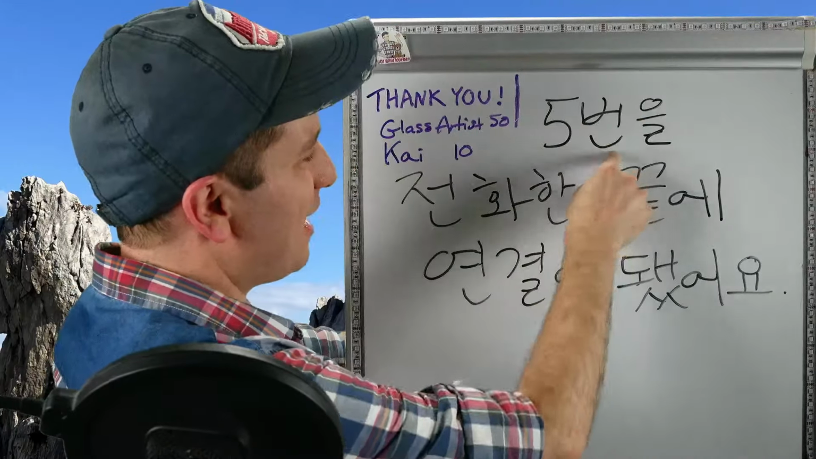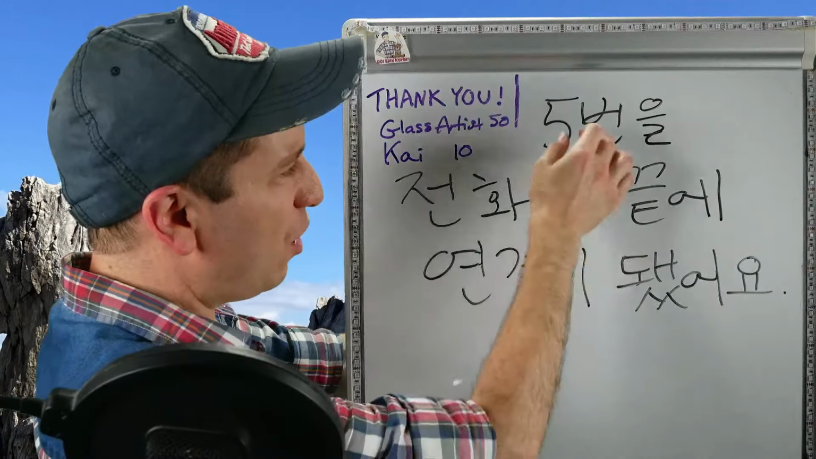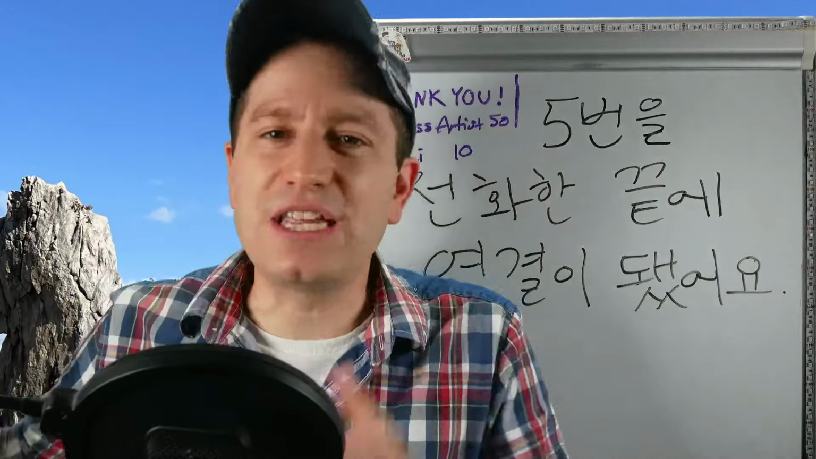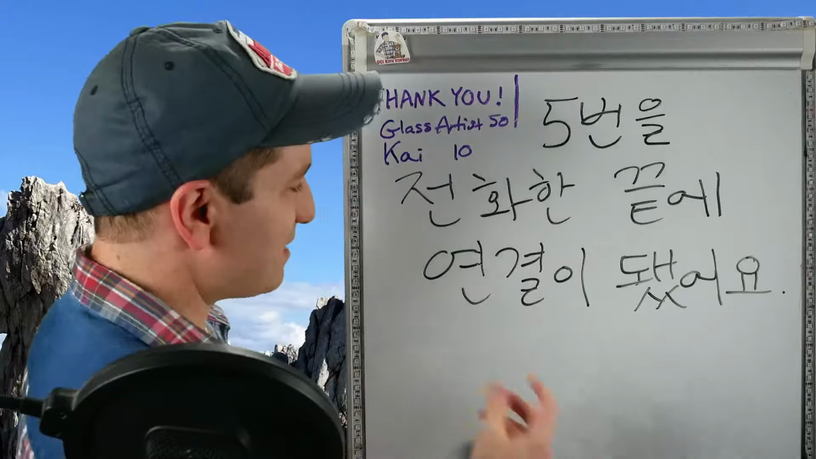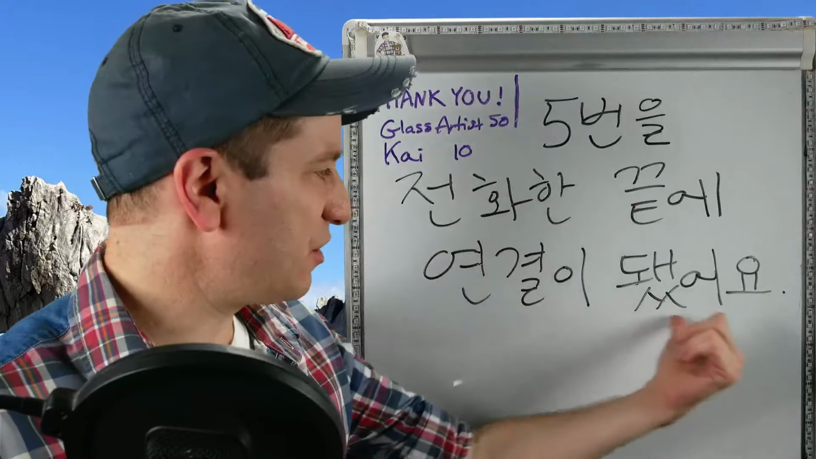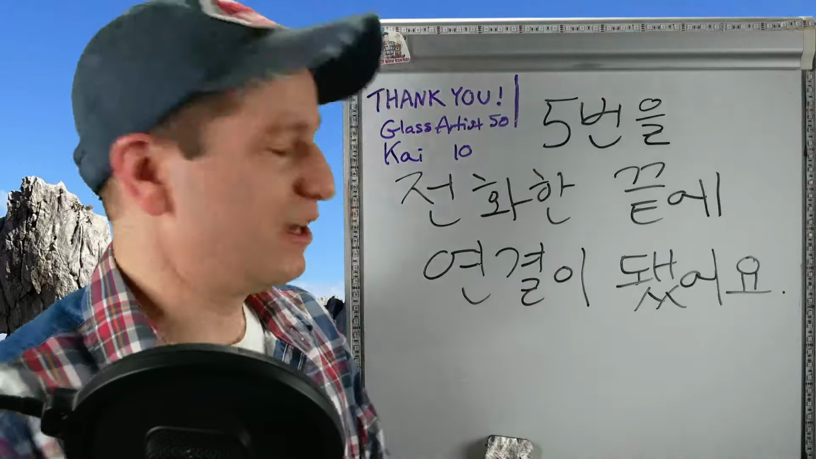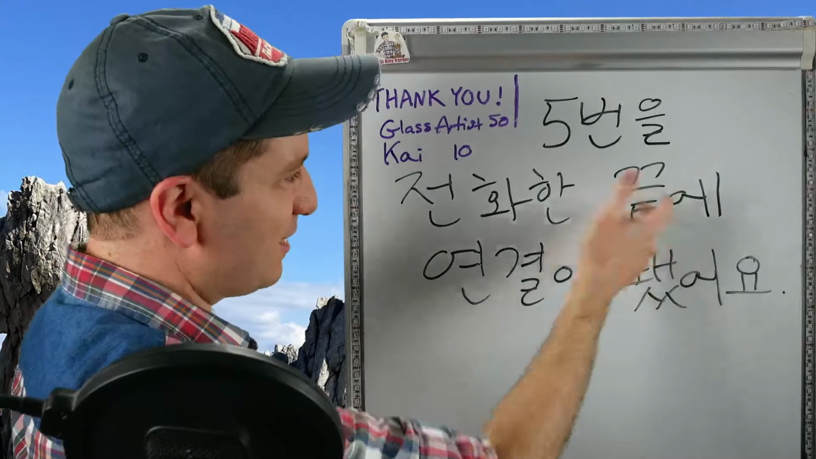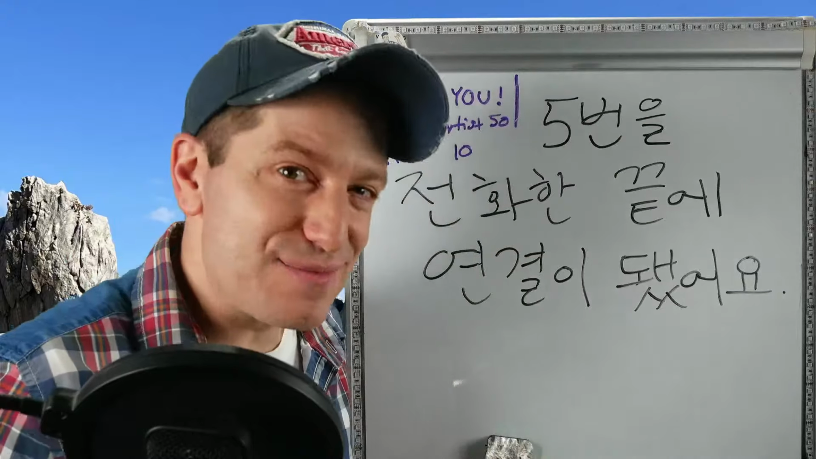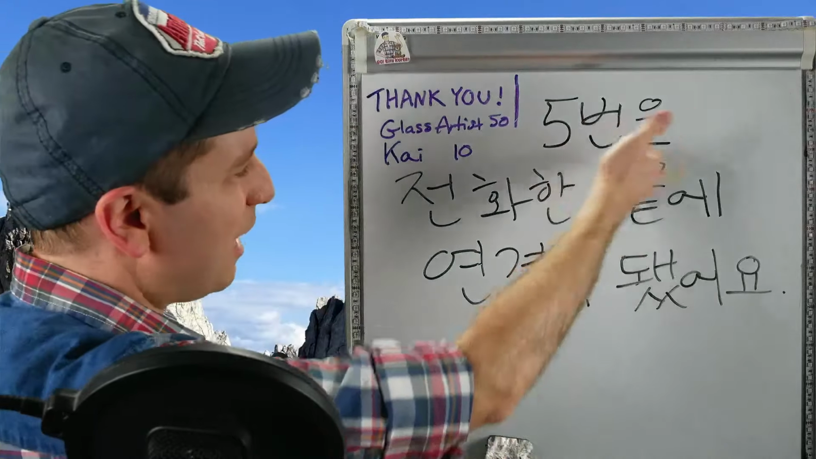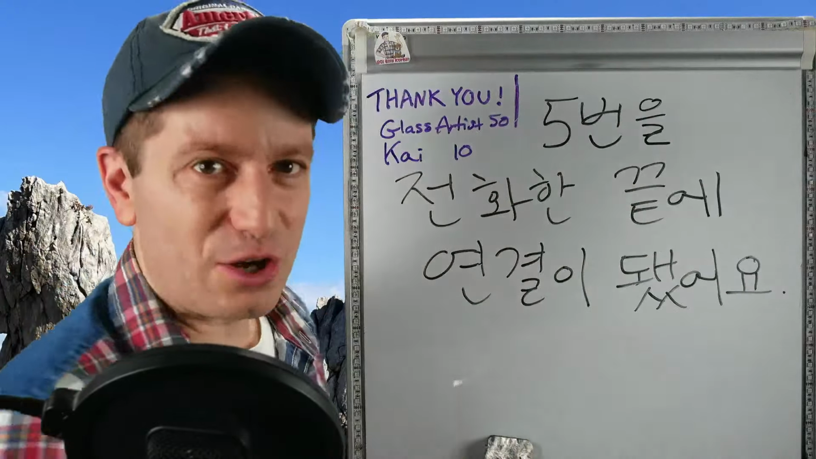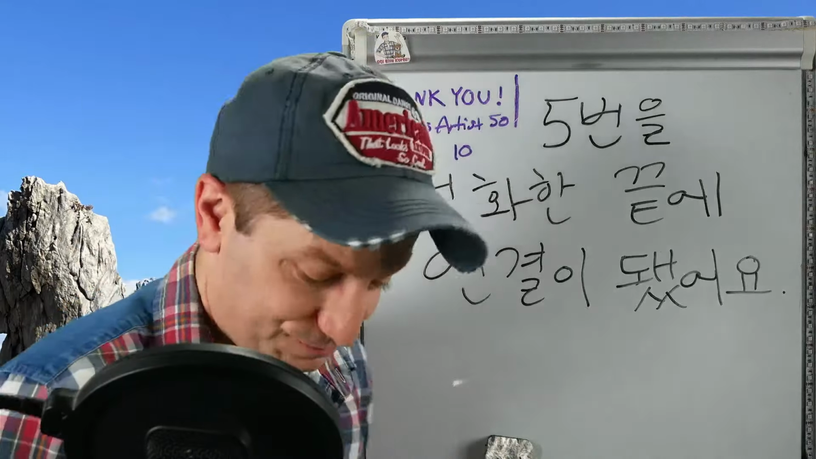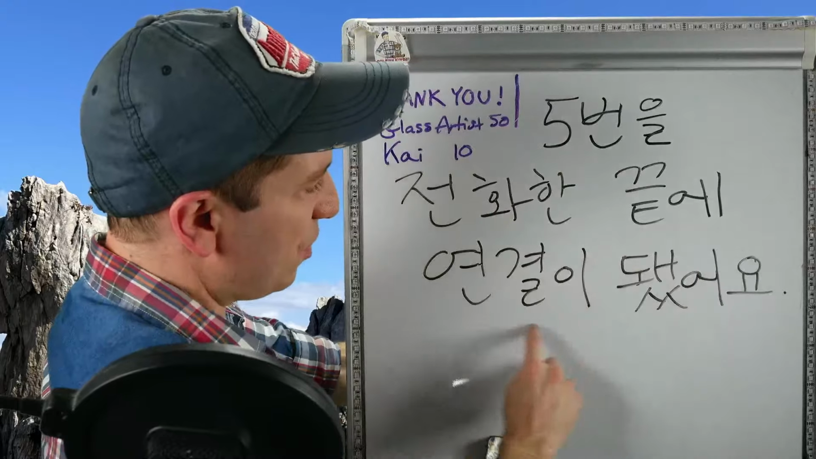5번, so 5 times. 전화하다, so to phone call 끝에. So at the end of having called 5 times to a company or whoever, the result was that 연결 is connection. 연결이 되다 is the passive version of to connect. So to be connected. So I was connected at the end of having phone called them 5 times is what you literally get. Or 5번을 전화한 끝에 연결이 됐어요 can also translate more naturally as after calling 5 times, I was connected. 5번을 전화한 끝에 연결이 됐어요.